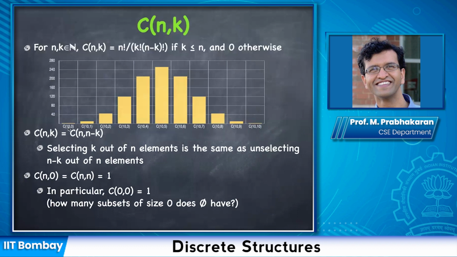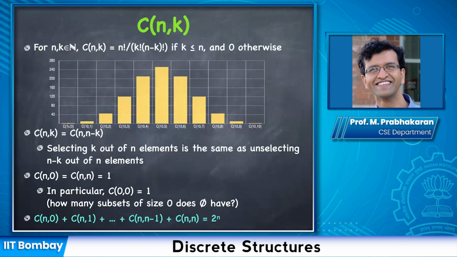What about C(0, 0)? How should we define C(0, 0)? Well, it's supposed to count the number of empty subsets of the empty set, and indeed there is one such subset, namely the empty subset itself. Right? So C(0, 0) should be 1. And you would get that from our formula as well. So this will become 0 factorial divided by 0 factorial times 0 factorial.